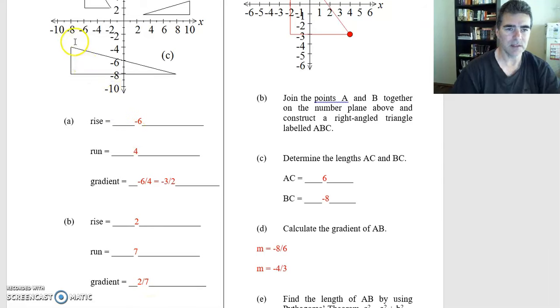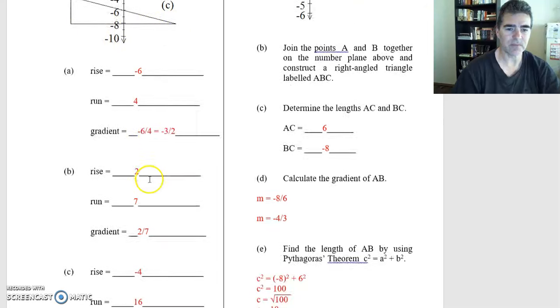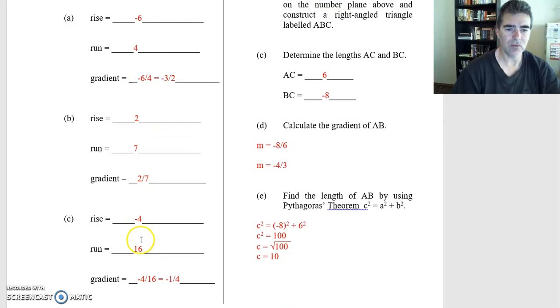For part C, again, it's a falling line, so it's a negative gradient. And it's falling from minus 4 down to minus 8. So it's a fall of negative 4. So our rise is negative 4. And we're running from negative 8 up to 8. So that's a run of 16. So rise is negative 4, run is 16. And we get negative 4 over 16, which is the same as negative a quarter.